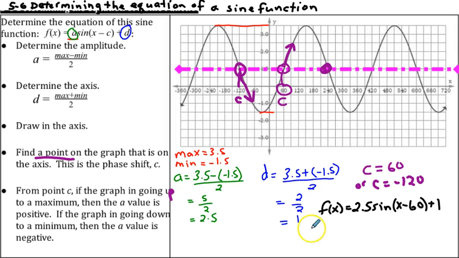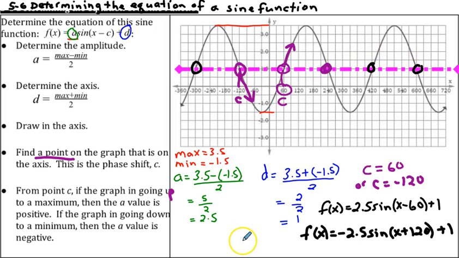So your other possible answer could have been negative A, and then your C could have been negative 120, so that would have been x plus 120, because that was shifted to the left, plus 1. So there's multiple answers because all of these values could have been C's.